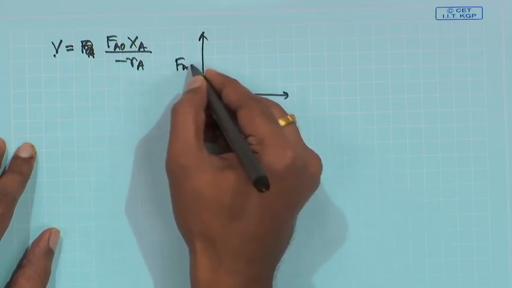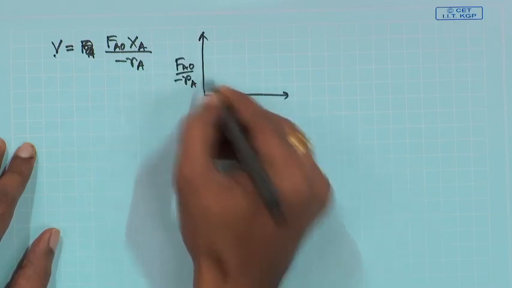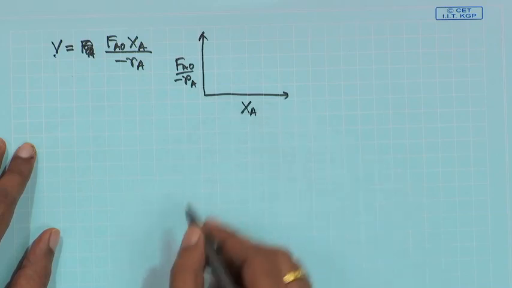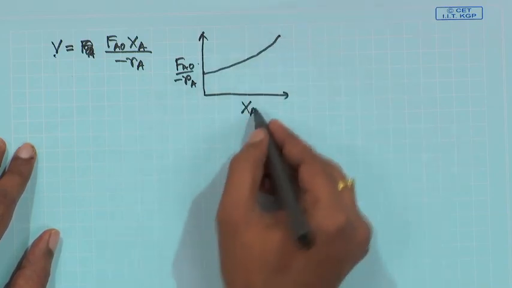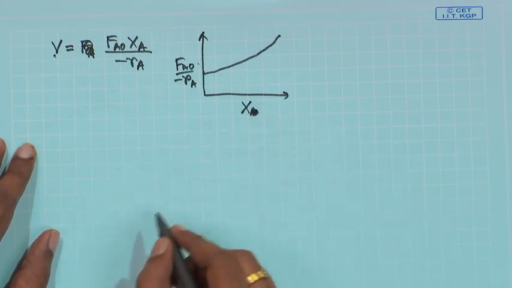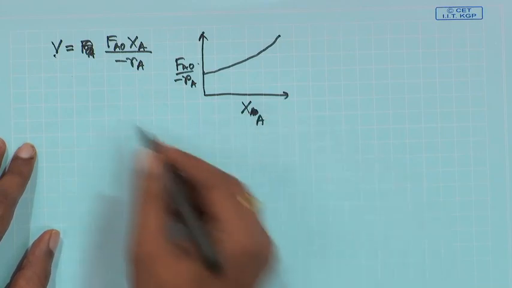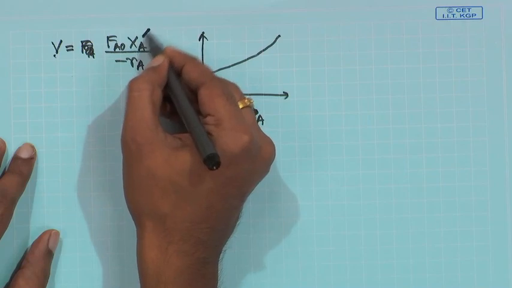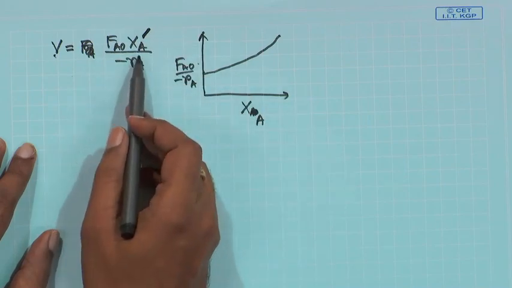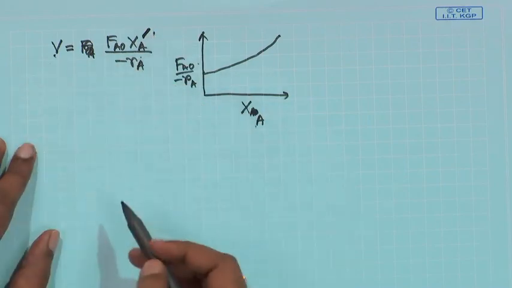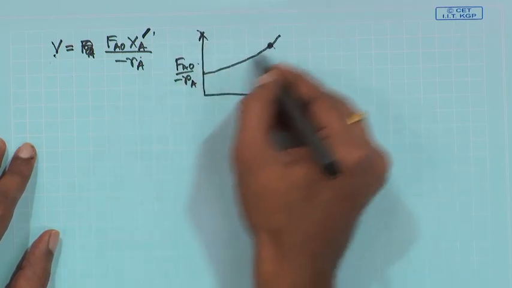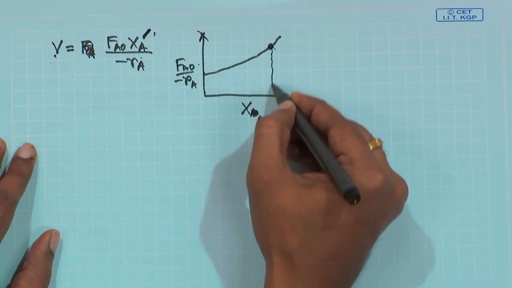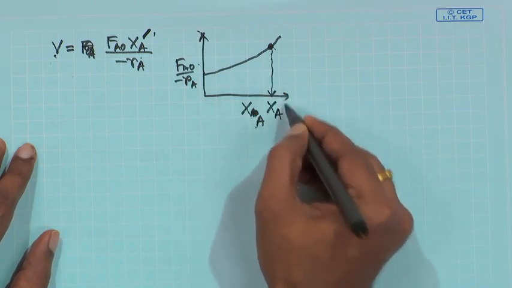If you plot F A 0 by minus R A as a function of X A, you will get this kind of plot. I am just putting it as X A dash. So, at a specific value of X A dash, what is the value of V? Let us say on this particular curve, this is the point at which you have conversion of X A dash.